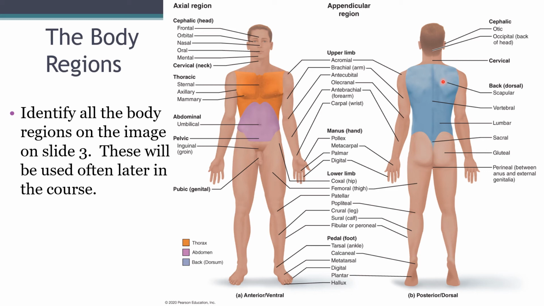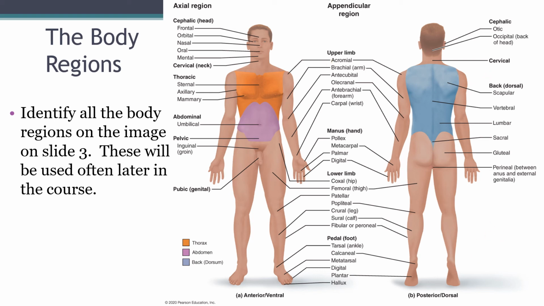So on the posterior side here, you got your ear, which is the otic region. Occipital is the back of the head. Again, neck is cervical. Your whole back region in blue here is the back or dorsal region. Then you have the shoulder blades here, which is the scapular region. Center of your back, vertebral region. Lower back, lumbar region. Bottom of your vertebral region down here, sacral region. Gluteal region here. Perineal region between the anus and the external genitalia. And then we covered the ones down here.